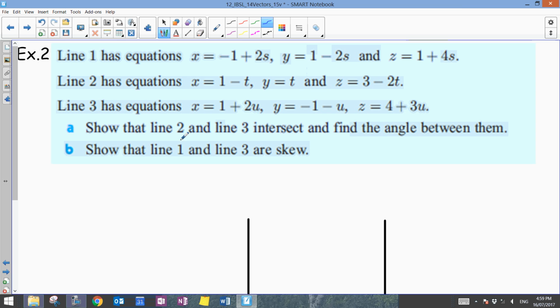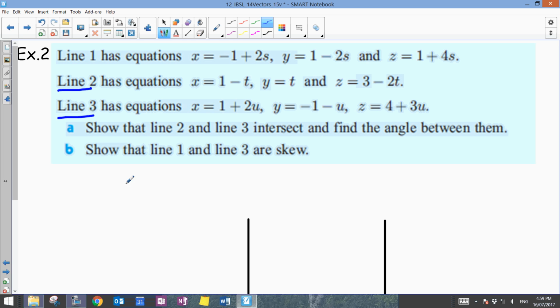For our last example, you're given 3 lines in 3D space, and it says to show that line 2 and 3 intersect and find the angle between them. So they are telling us that lines 2 and 3 do intersect. We're just supposed to show that they do intersect and then find the angle between them.